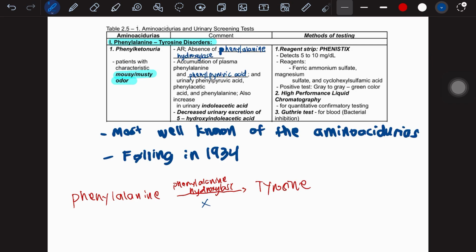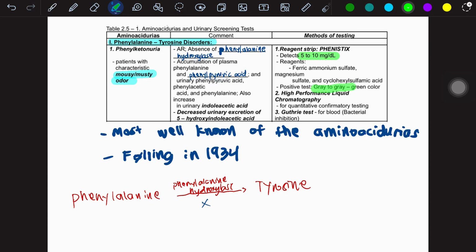For the methods of testing, we have the reagent strip, the Phenistix. It detects 5 to 10 mg per dL, and please familiarize yourself with its reagents: ferric ammonium sulfate, magnesium sulfate, and cyclohexylsulfamic acid.